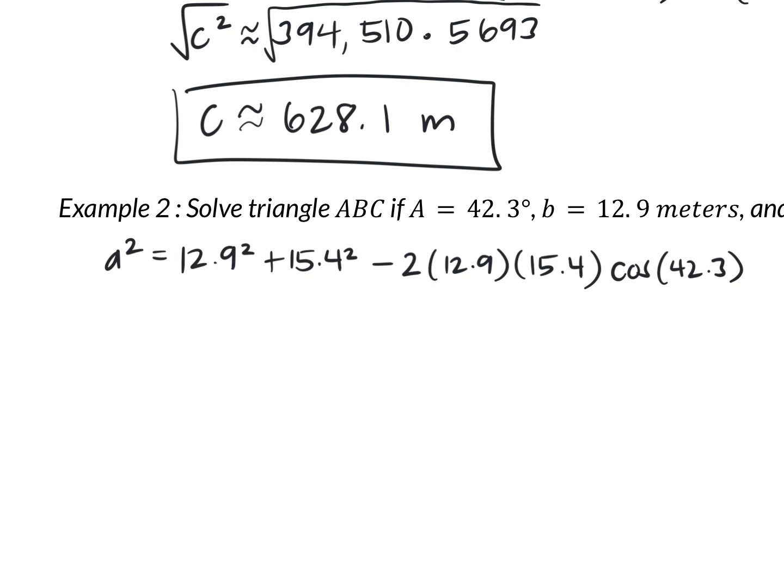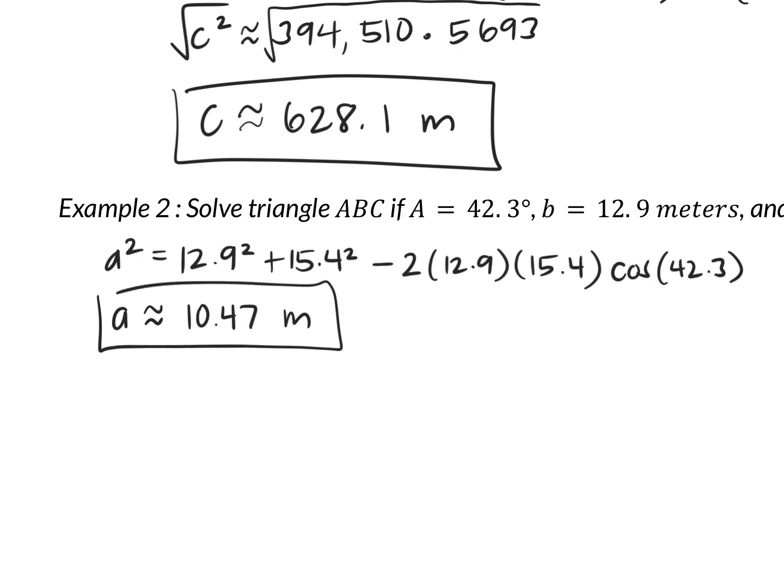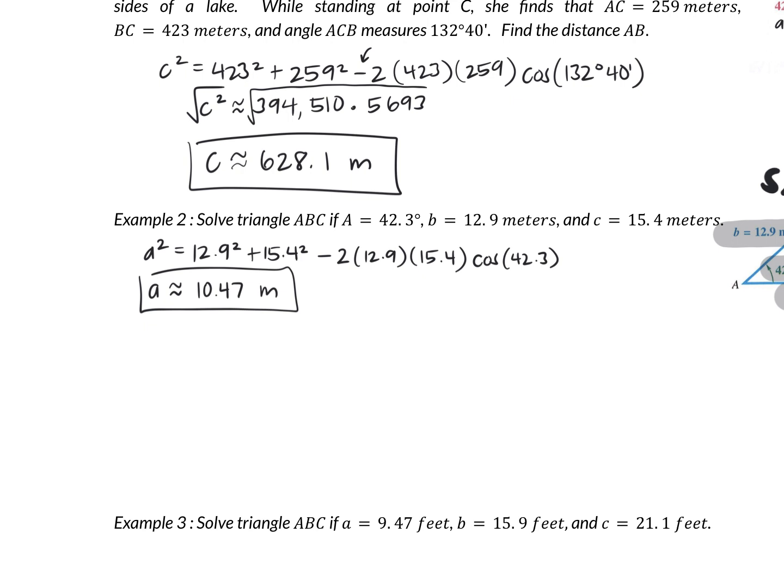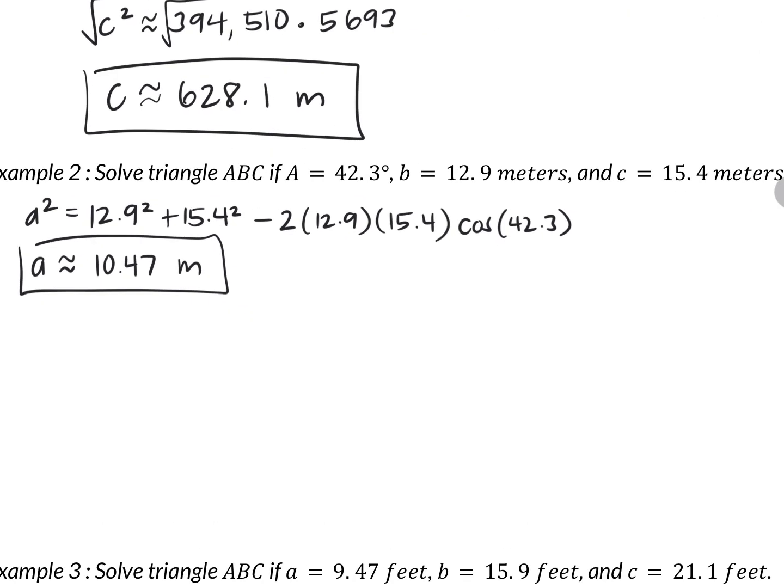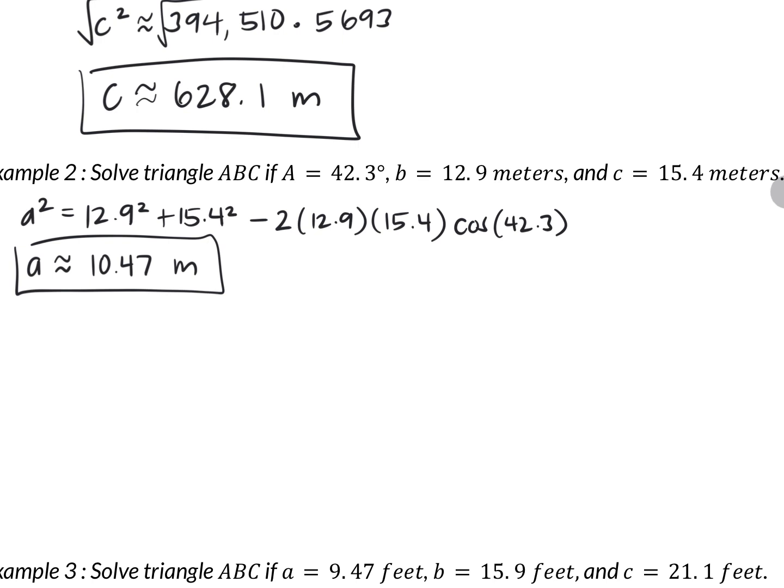So plug this into our calculator. And you should, after you square root both sides, end up with about 10.47 meters. So take a second and check on your calculator. That's what you get. Once I have a side, and I have all three now, I need to find the angle measures, okay? So if I was given side angle side, I'm going to write a note here. We're going to find the smallest angle first.